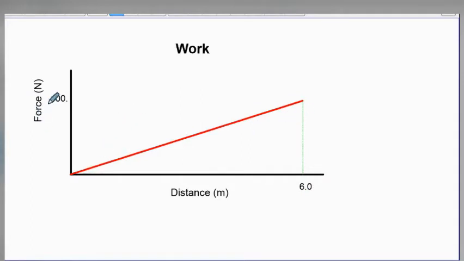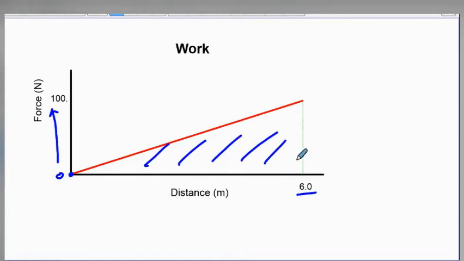So here's an example where we were starting and we weren't pushing very hard. We had a force of 0. And over a period of time, we pushed harder and harder and harder. And eventually I have an object that moves 6 meters. So at the beginning, I was pushing with a force of 0. And at the end, I was pushing with a force of 100. How much work was done?